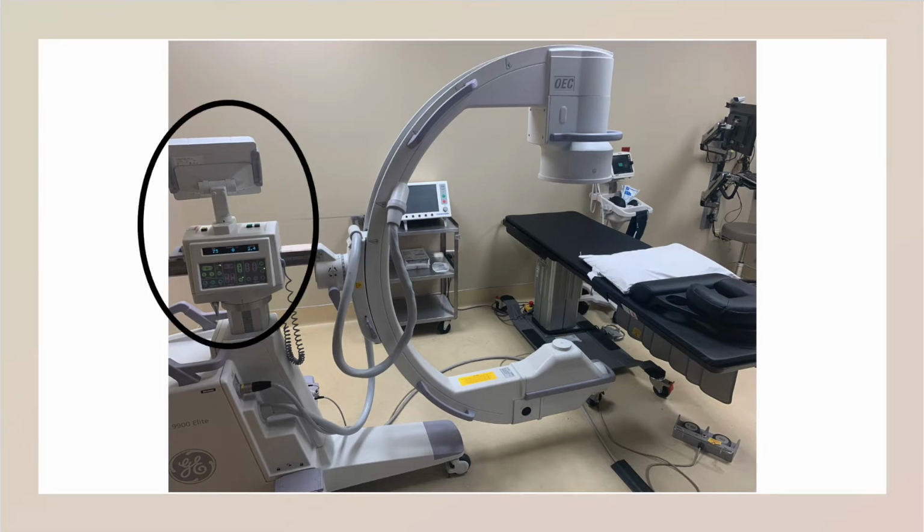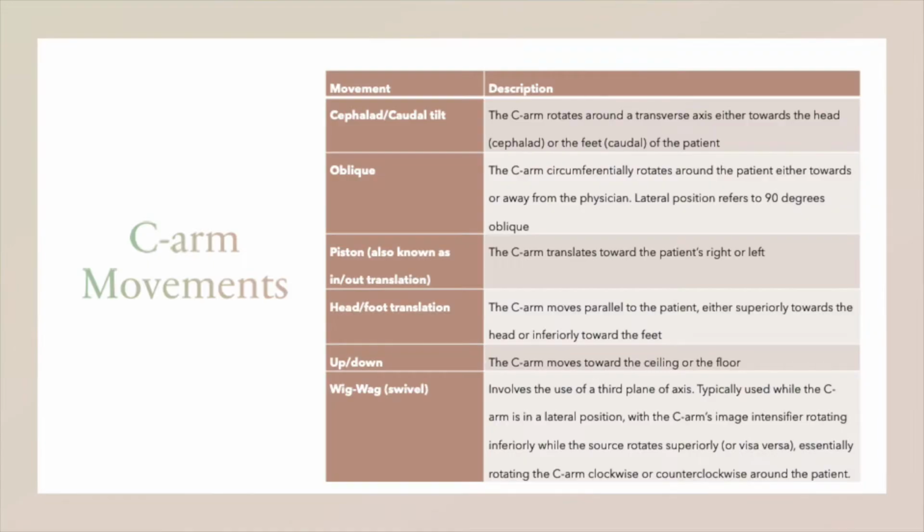The left side of the picture is the control panel for the C-arm, and it can be used to move the C-arm, take the X-rays, and change the quality of the X-ray images. Before attempting any fluoroscopic guided procedures, one must first familiarize themselves with the movements of the C-arm. Here's a table of the terminology of the different movements of the C-arm. You may want to pause the video at this time to get accustomed to this terminology. We will go through these movements one by one to display how these are performed.